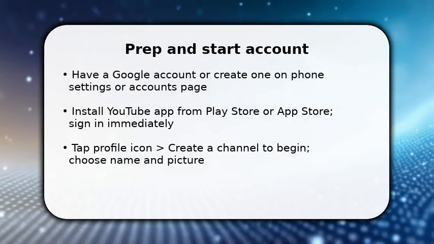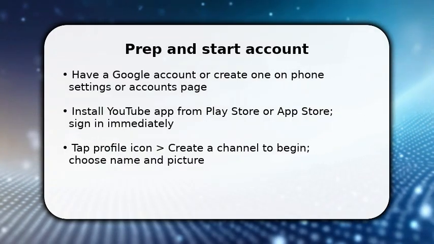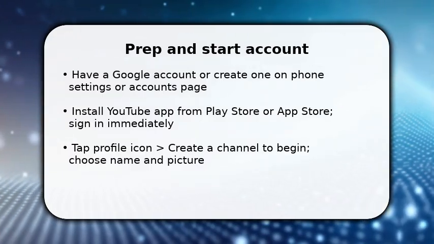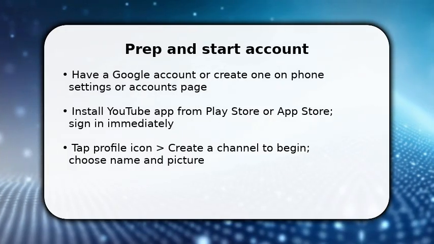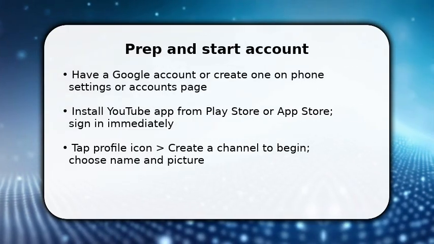You already have what matters, a Google account and the YouTube app. Open the app and sign in. This links your Google identity to YouTube. Once done, tap the profile icon in the top right, then select Create a Channel. You'll be prompted to pick a name and add a photo, choose something clear. This step establishes your channel identity.